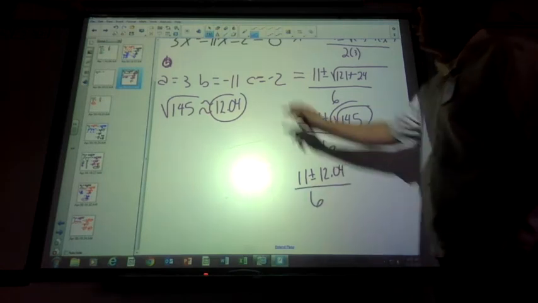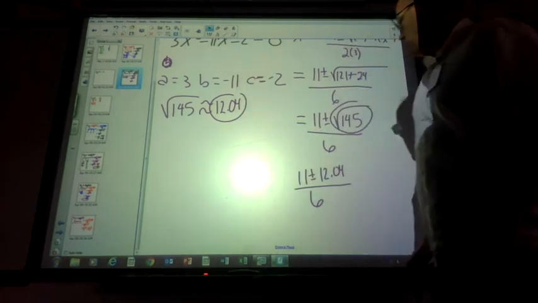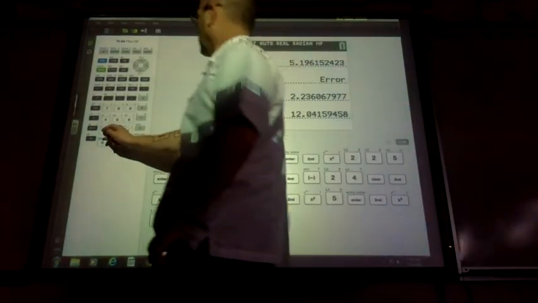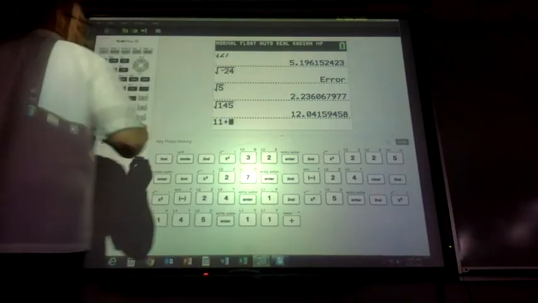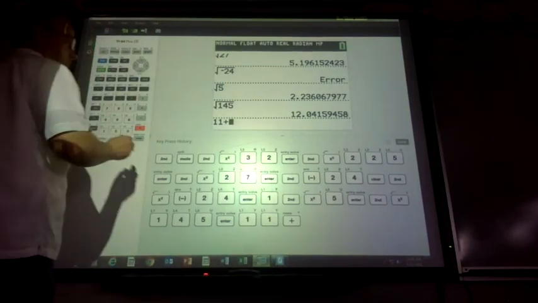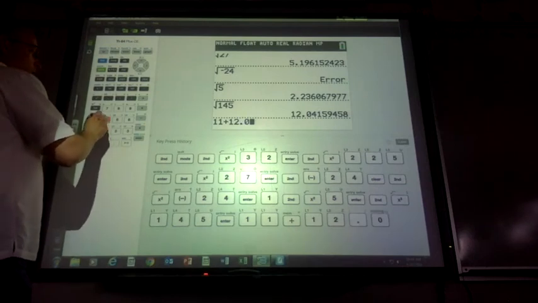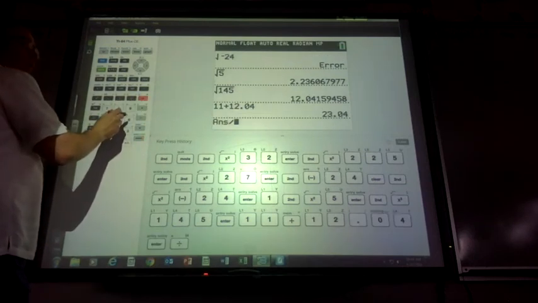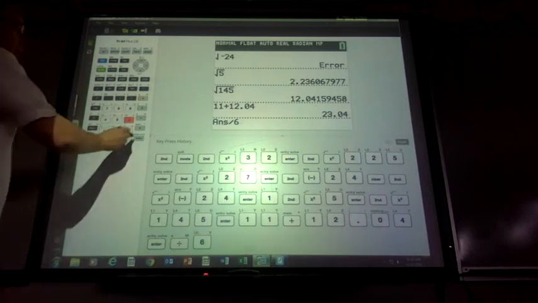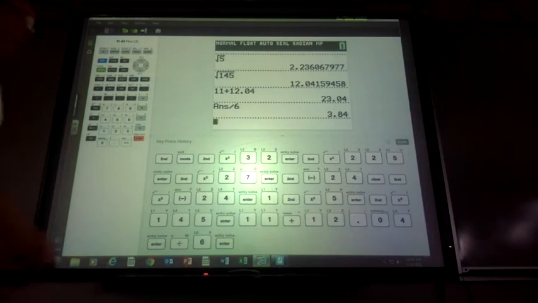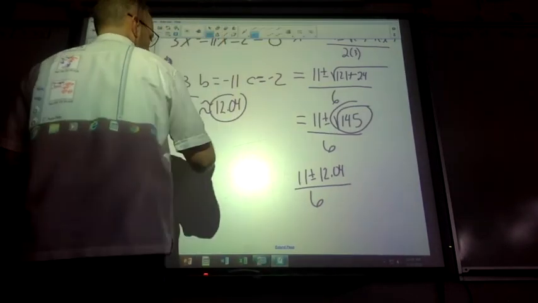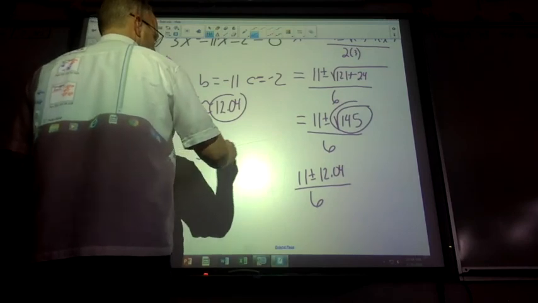So let's use the calculator on this one. 11 plus 12.04, divided by 6. Was it over 6? So 3.84 for one answer. There's one answer.